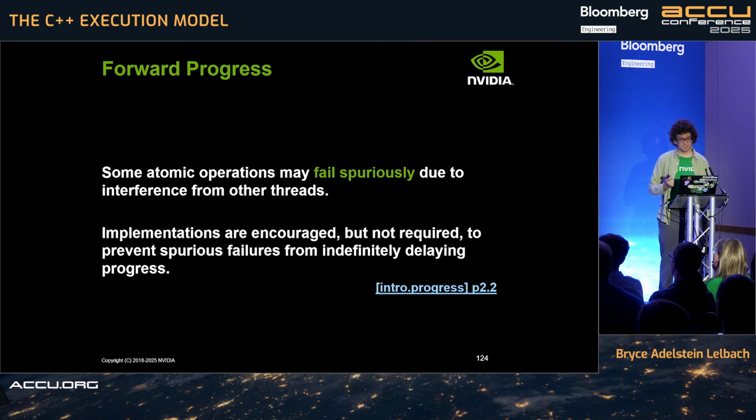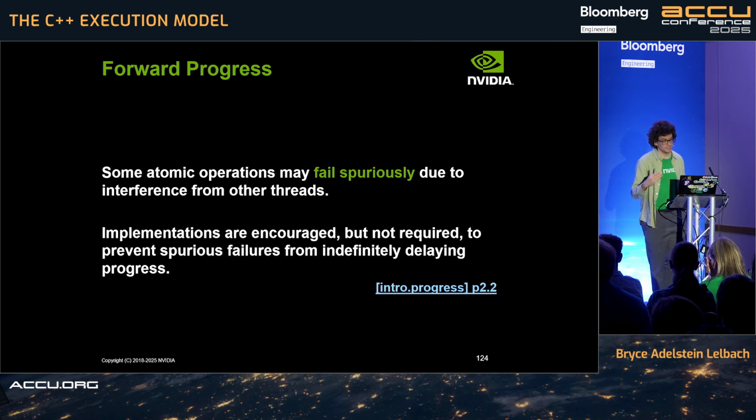So some atomic operations may fail spuriously due to interference from other threads, and implementations are encouraged but not required to prevent spurious failures from indefinitely delaying progress. For example, on load-locked store-conditional architectures such as ARM, another thread may repeatedly steal the desired cache line for unrelated purposes in between the load-locked and store-conditional instruction, which is how you'd implement atomic loads and stores. And so on those architectures, weak compare-exchange operations may fail spuriously, even when the atomic object's value is equal to the expected value; it may fail to complete successfully. And what the standard is saying is that it encourages implementations to not make that a pathological thing that happens forever.